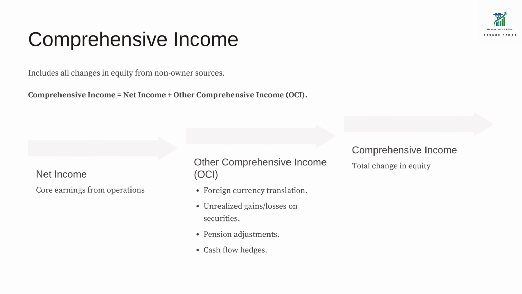Comprehensive income. Now let's go one layer deeper into comprehensive income. Comprehensive income includes all changes in equity from non-owner sources. That means it's not just net income but also other comprehensive income, or OCI. Examples of OCI items include foreign currency translation adjustments, unrealized gains or losses on available for sale securities, pension adjustments, and cash flow hedge gains or losses. Companies must report comprehensive income right after the income statement or as a combined statement of comprehensive income. This provides a fuller picture of what's impacting shareholder value, even if it hasn't hit the income statement yet.